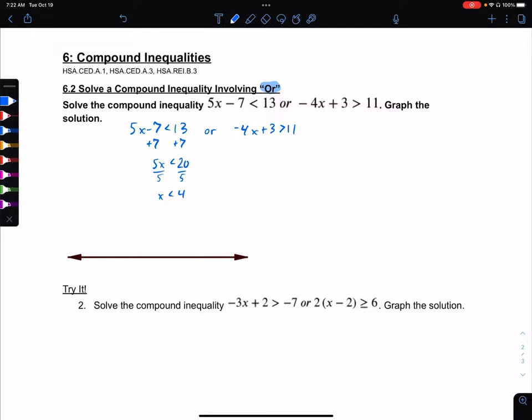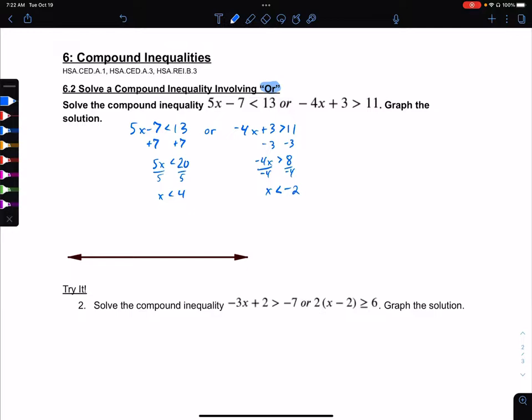Now, the second one, I'm not going to graph them just yet because I want to see what the second one looks like. We have negative 4x plus 3 is greater than 11. So I would subtract 3. Negative 4x would be greater than 8. And then when I divide by negative 4, make sure you remember that your sign is going to flip. So x would be less than negative 2.